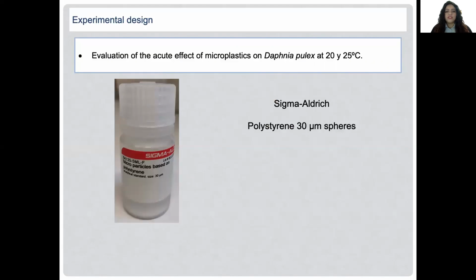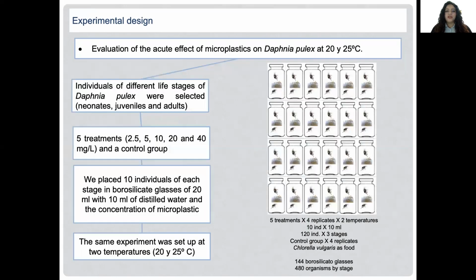First of all, we selected the size of the microplastics and bought them from Sigma Aldrich Labs. For the experimental design, we selected individuals from different life stages of Daphnia pulex: neonates, juveniles, and adults, and 5 microplastic concentrations, 2.5, 5, 10, 20, and 40 milligrams per liter, with a control group and 4 replicates for each treatment.